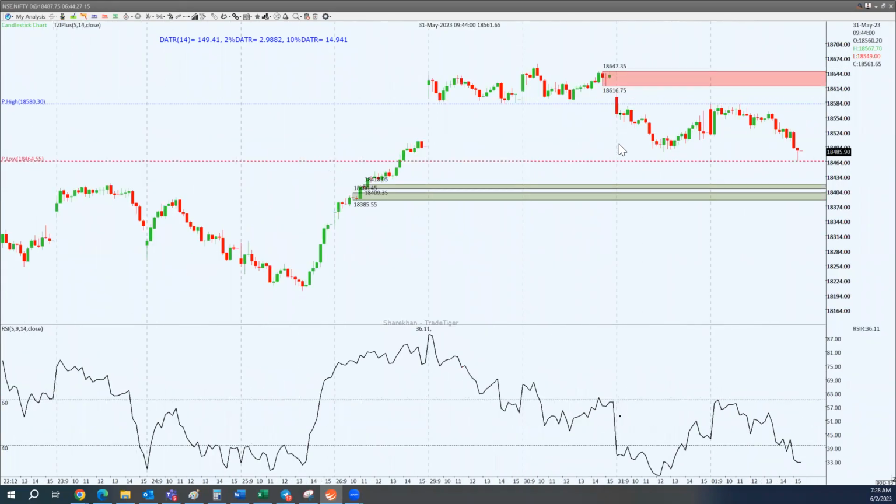Hello everyone. Let us see the levels for today on Nifty and Bank Nifty. We'll also see how the levels worked yesterday and how we did trading yesterday.